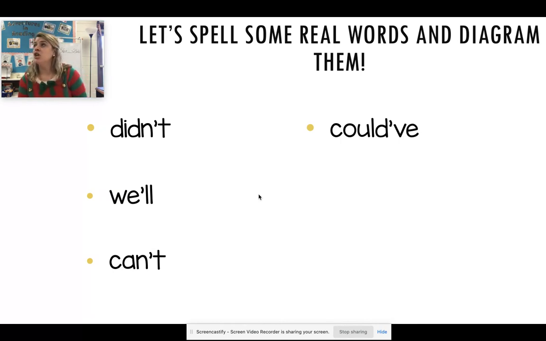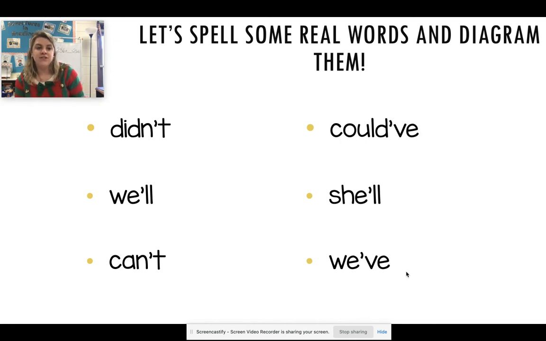Could've. That's a red word. Could, and then could've. C-O-U-L-D apostrophe V-E. She'll. S-H-E apostrophe L-L. Remember, that apostrophe really counts because if we didn't have the apostrophe, the word would be shell and not she'll. So it has a totally different meaning. And our last word was we've. W-E apostrophe V-E. Very good.